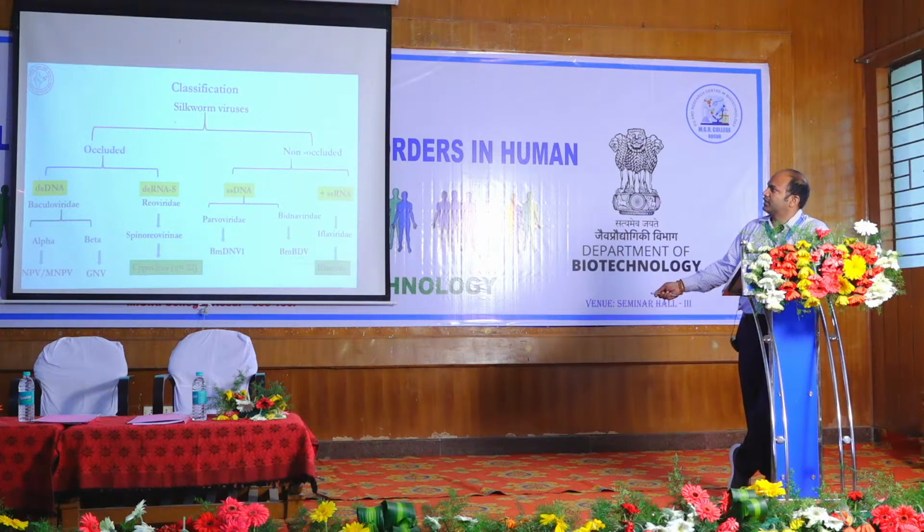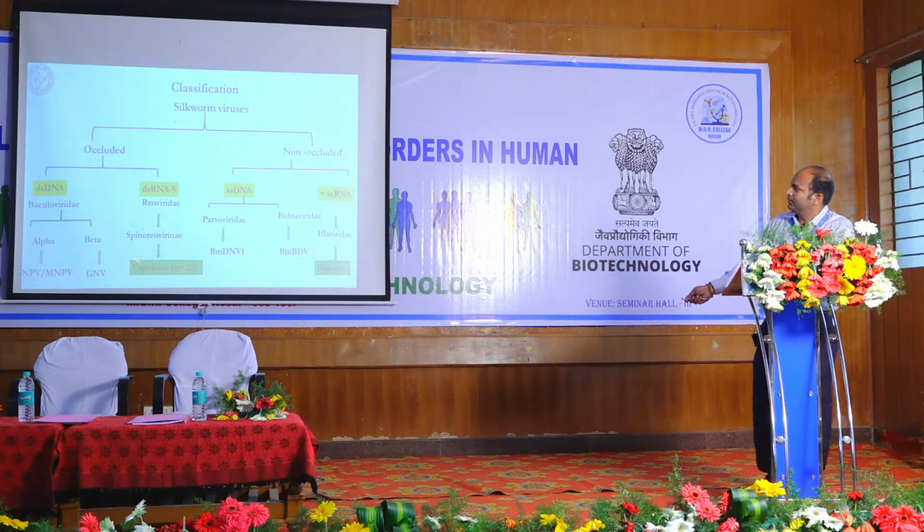One is double stranded DNA. This is Baculoviridae, we call it. The second one, double stranded RNA, we call it Reoviridae. And then we have single stranded DNA and single stranded RNA viruses. As you could see here, in yellow color, cypovirus and iflavirus. This particular information, from our lab we have generated this. This is the overall picture of the different viruses we can find in sericulture.